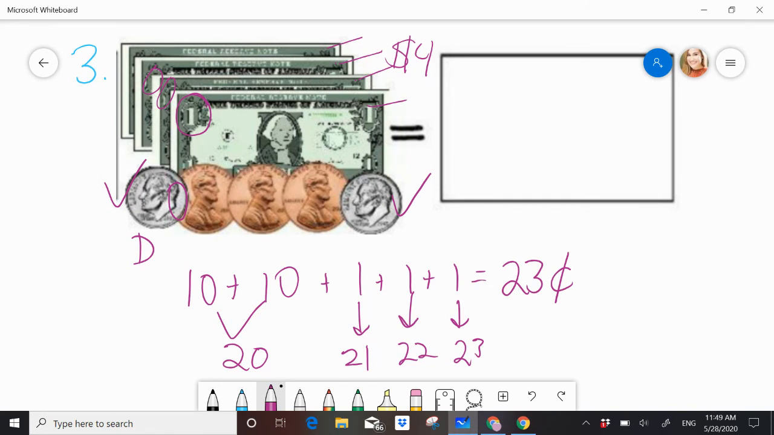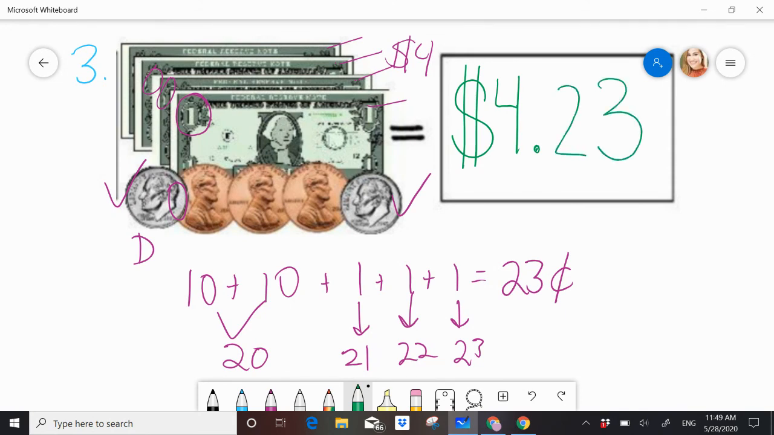So now when we combine them, like I said before, you're going to use that decimal point to separate dollars and cents. Okay? And we're only going to use a dollar sign too. So I put my dollar sign. I have $4 and 23 cents. Now we always have to have something in this position right here.